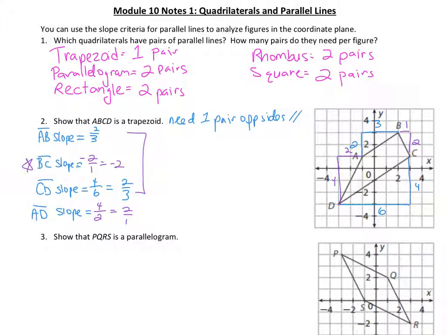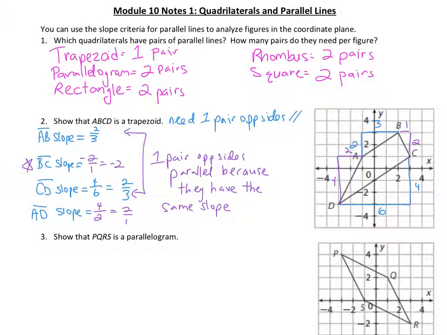We only have one pair of sides that are parallel to each other. If you notice, the other ones are not parallel. And the reason that they are parallel is because they have the same slope. So we did use enough information to show us that this is a trapezoid.